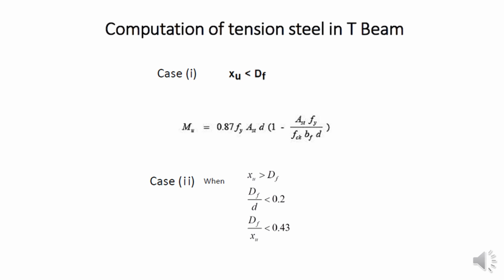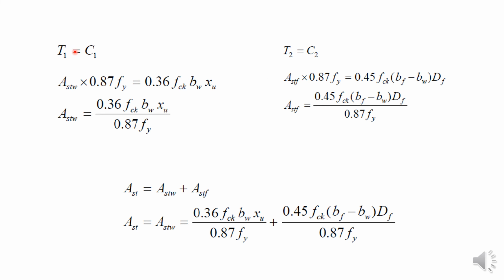Next is the computation of steel in the T-beam. Case 1, normally we know this is a rectangular beam. As usual, we have to determine the AST by using this equation. Then case 2, when XU is greater than DF, DF by D is less than 0.2, DF by XU is less than 0.43. We have to determine by using this relation.